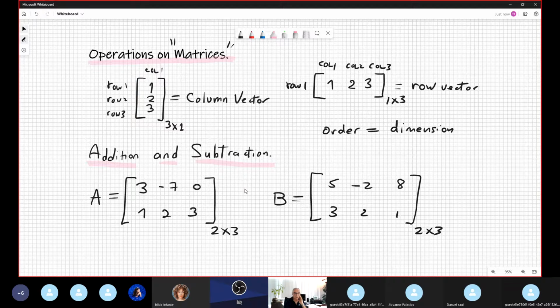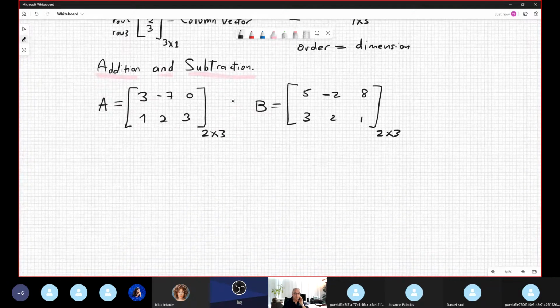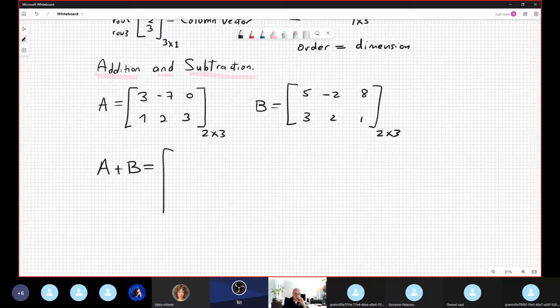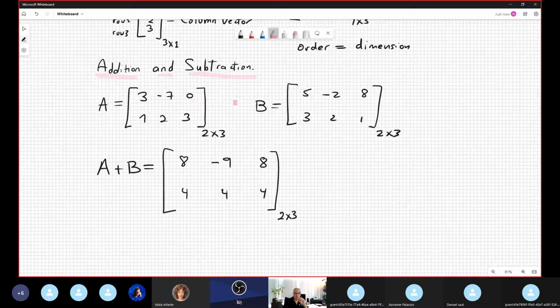I want to perform the addition operation A plus B. It's super easy, because you add element by element in the same position. 3 plus 5 is 8, negative 7 and negative 2 is negative 9, 0 plus 8 is 8, 1 plus 3 is 4, 2 plus 2 is 4, coincidence, and 3 plus 1 is 4. Wow, too many 4s. So this is the answer for the addition. By the way, it's 2 by 3.